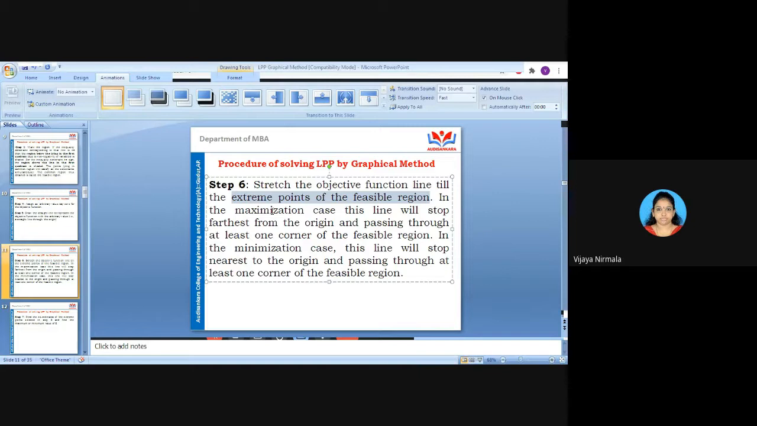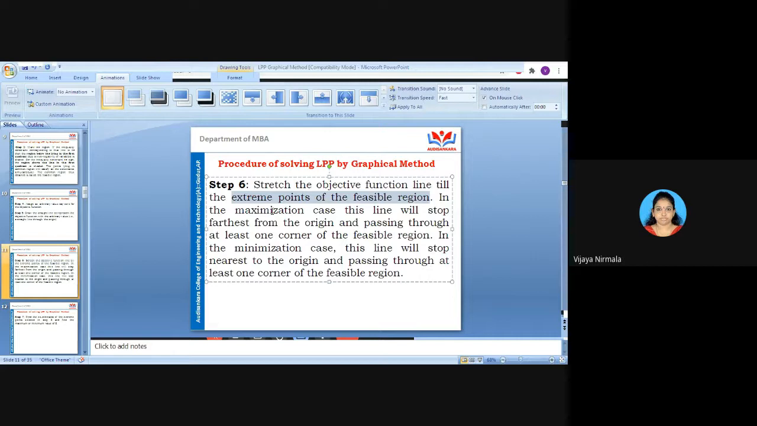You can stretch it. So in the maximization case, this line will stop further from the origin. If it is a maximization problem, it stops farthest from the origin and passes through at least one corner of the feasible region. In case of minimization, this line will stop nearest to the origin and it will be passing through at least one corner of the feasible region.